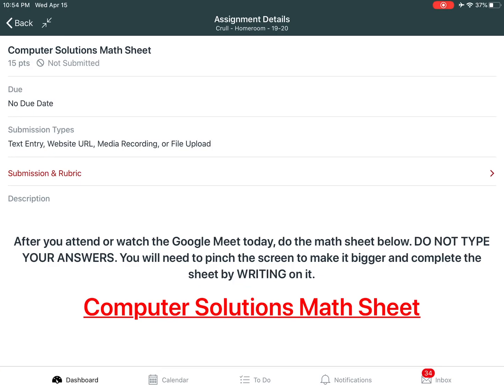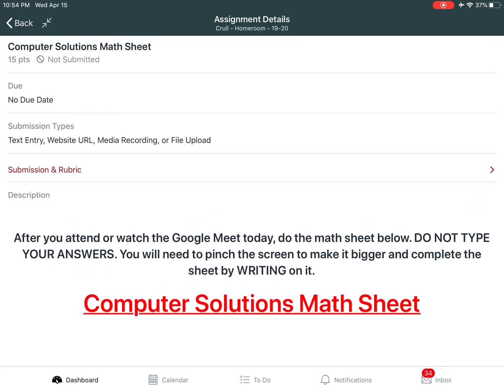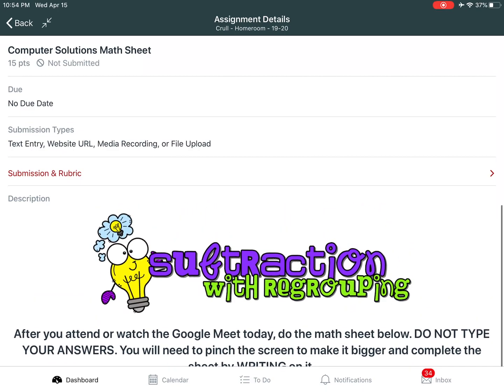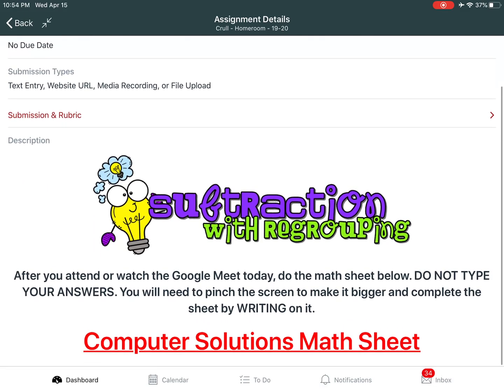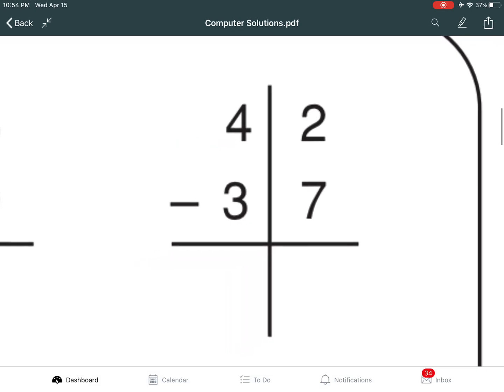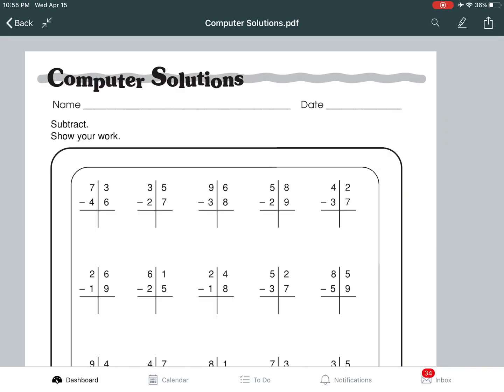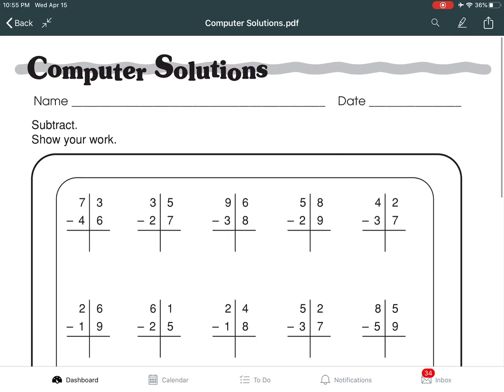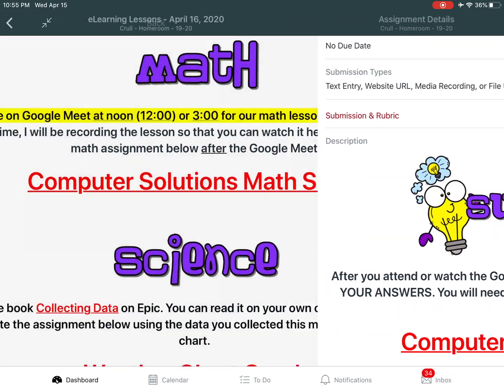Then you're going to do this sheet. This is a math sheet, a subtraction with regrouping math sheet. Now, remember, please do not type your answers. Please write them. Remember, you can make it bigger to write it in there. All right, that makes it a whole lot easier. So you're going to do these math problems on the sheet and then submit it for math.